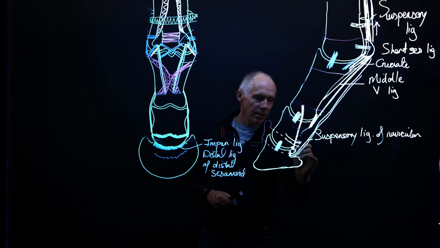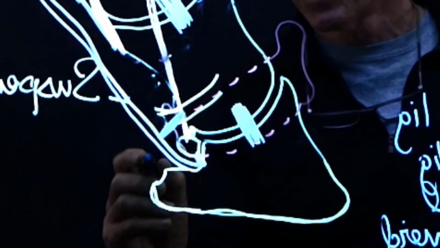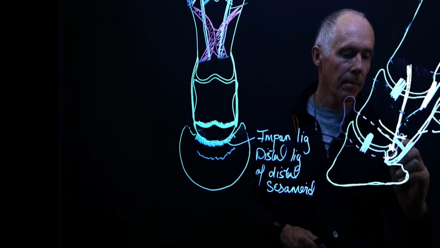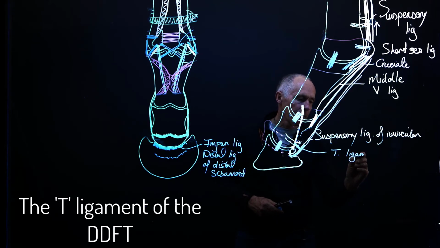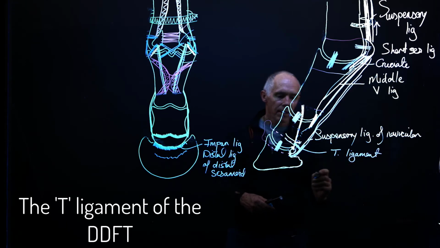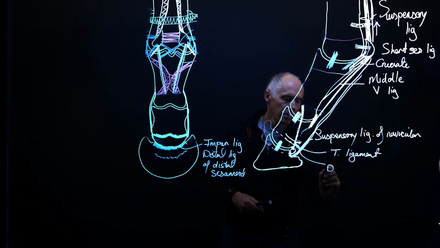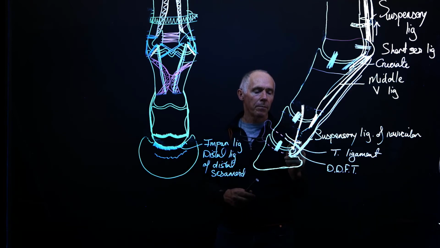But before it does that, it sends off a small branch that inserts onto the distal palmar face of P2. In Gregory's book, he calls this the T ligament. So that's a small branch that runs off the deep digital flexor tendon and inserts onto the palmar distal border of P2.